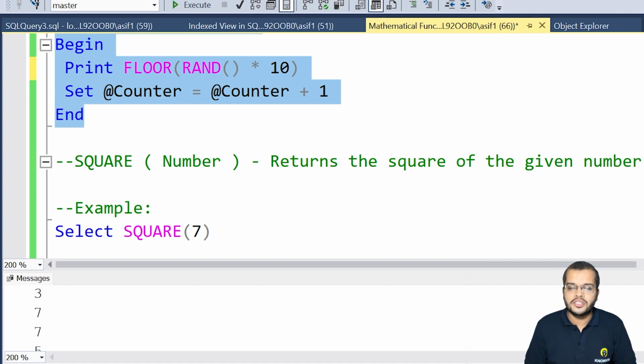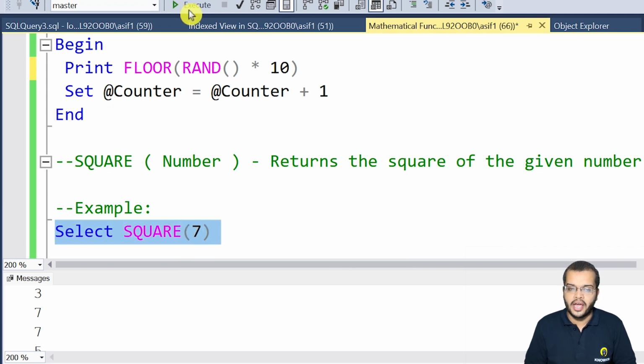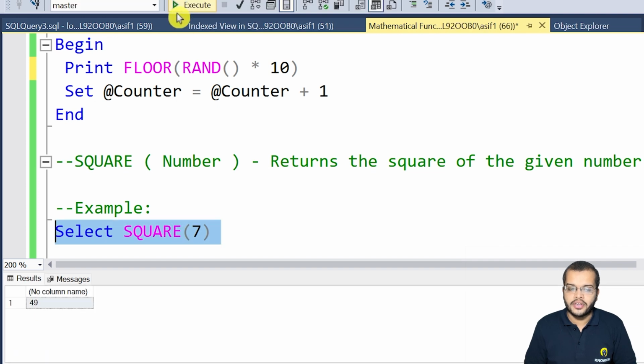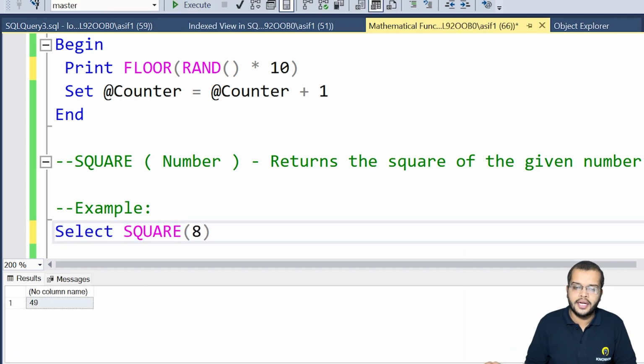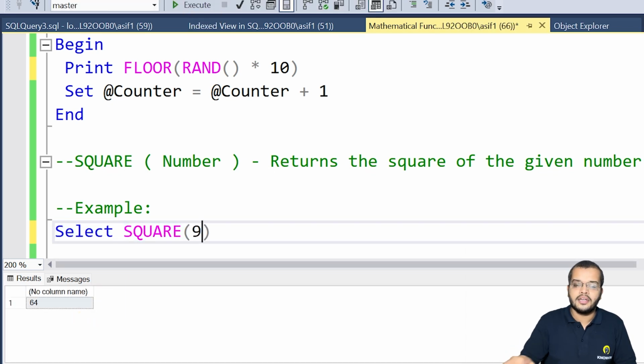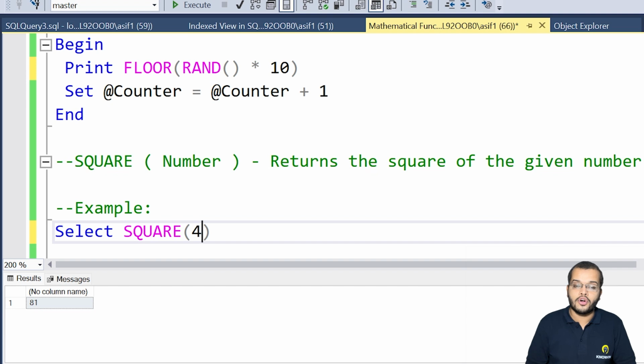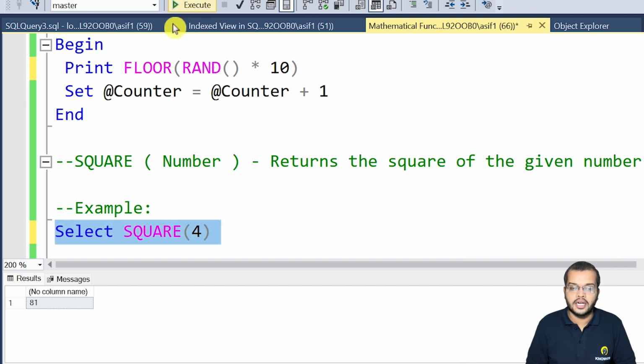So what I'm doing is writing the select statement, and I'm writing square as a function and 7 as a number. When I execute it, 7 sevens are 49. You can give any number here, it's up to you. If you give 8, 8 eights are 64, right? I'm getting 64 in the output. Or if you go with 9 times 9, 9 nines are 81, and 81 is the output. If you go with 4 times 4, 4 fours are 16, and we are going to get that in the output. All right.